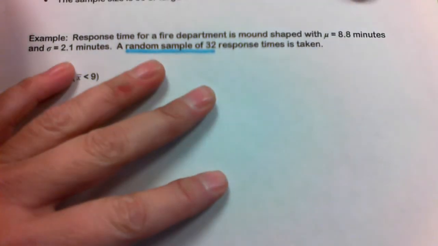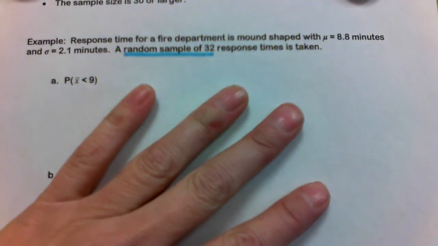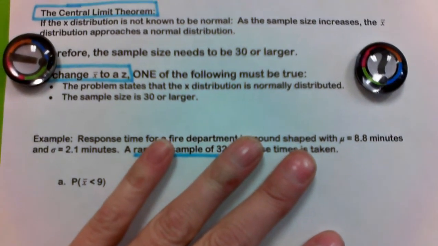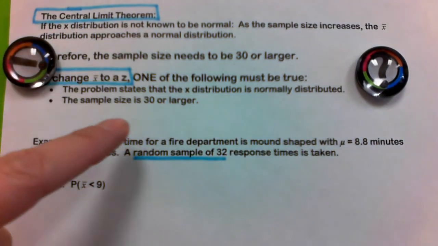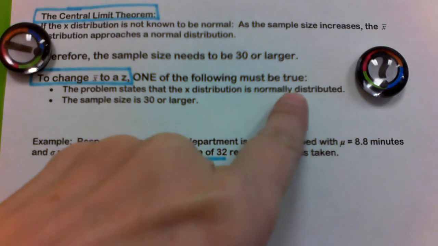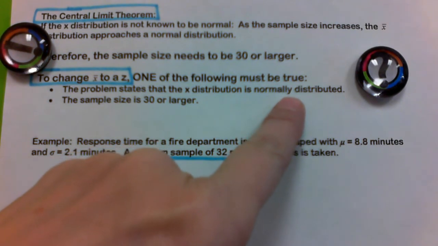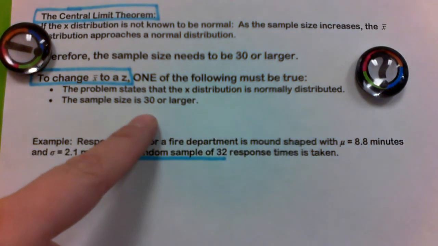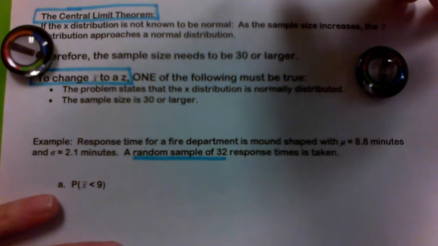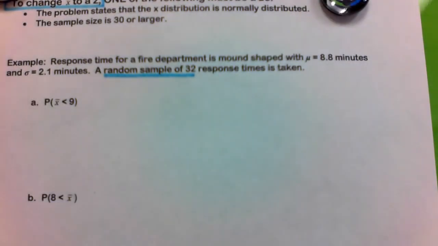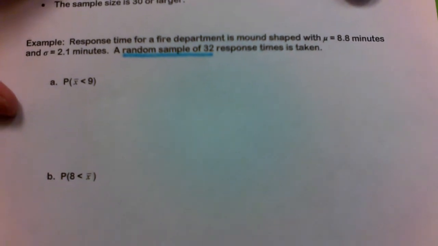We're going to do some more examples. So if you'll go to the next page. Now, it talks about what is called the central limit theorem, and that basically says that if the problem is stated that it's normally distributed, then you're fine. Don't worry about anything. If it doesn't state that, then your n has to be a number that's 30 or larger before you can use the probability z-table.